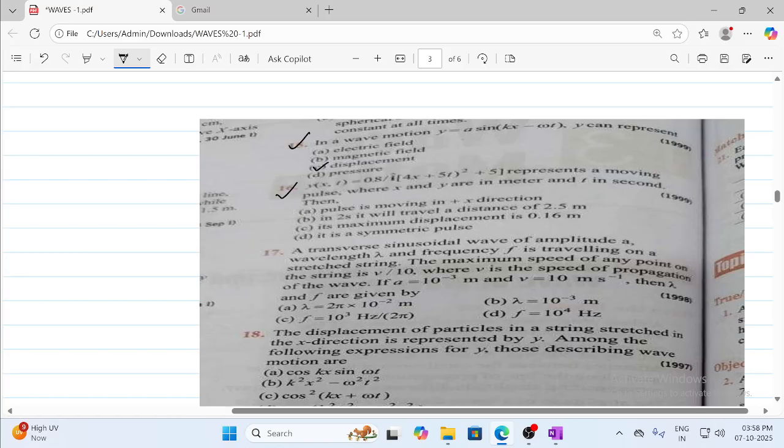Question number 16: y in terms of x and t is given as 0.8 over (4x plus 5t) square plus 5, representing a moving pulse, where x and y are in meter and t in second. Let's check it properly to see how it is given.